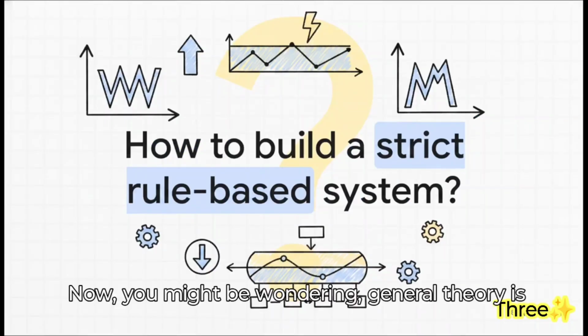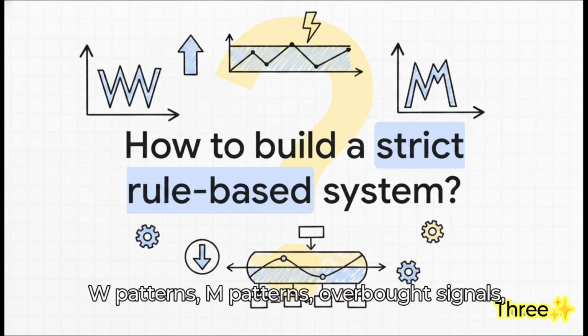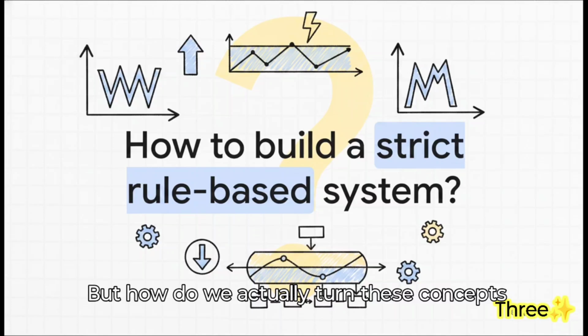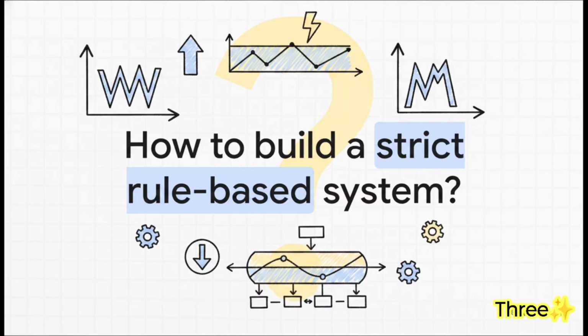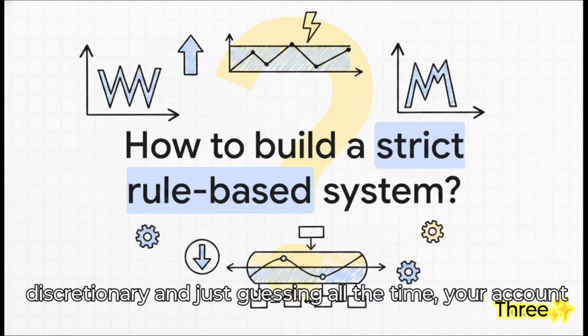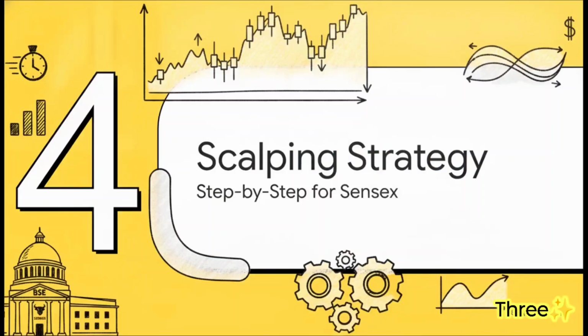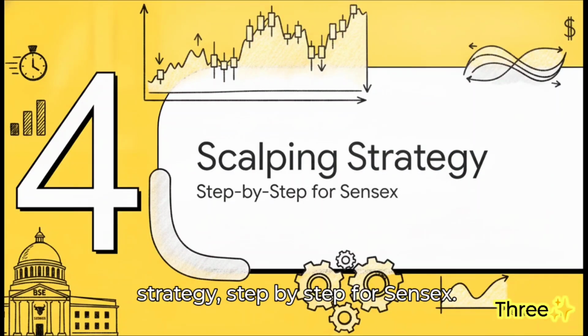Now, you might be wondering, general theory is great, right? W patterns, M patterns, overbought signals, they're all great. But how do we actually turn these concepts into a strict, algorithmic, rule-based trading system? Because let's face it, if you are discretionary and just guessing all the time, your account balance is going to suffer big time. Section 4, the mean reversion scalping strategy, step-by-step for Sensex.